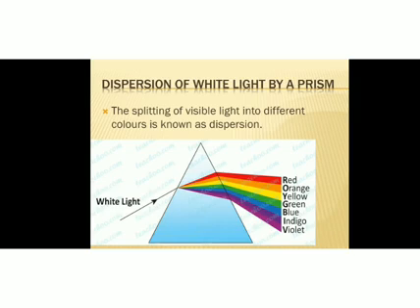Okay, so here, see the white light. This is white light. Our sunlight is the best example of white light. When white light is passed through a prism, what happens? On entering the prism, the white light splits into different colors, isn't it?